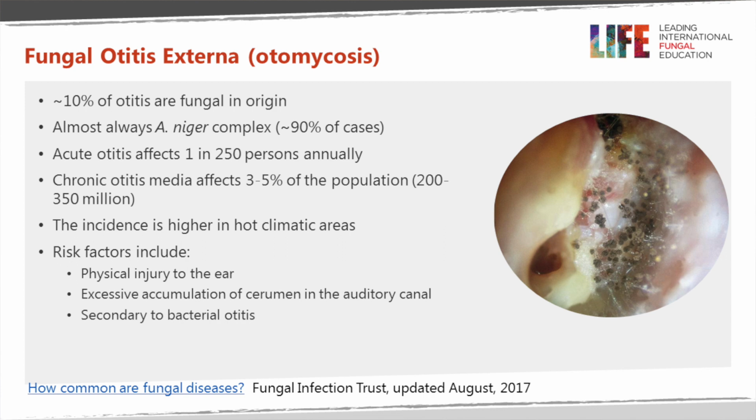Not published anywhere, but this is an estimate of fungal otitis externa, or otomycosis. Around 10% of patients with otitis externa have fungal disease. It's usually Aspergillus niger, sometimes Candida or Aspergillus fumigatus or Terreus. Acute otitis affects 1 in 250 people every year, and chronic otitis is remarkably common at 3 to 5% of the population. And so, given that the proportion of these are fungal, that gives you really quite a big burden of disease. And injury to the ear is a particular issue, and lots of earwax is another reason for this.